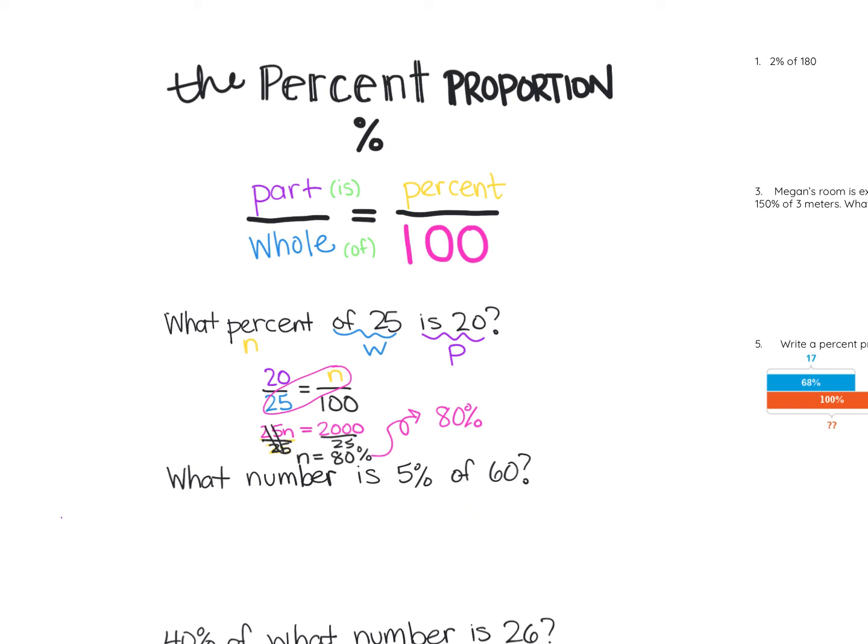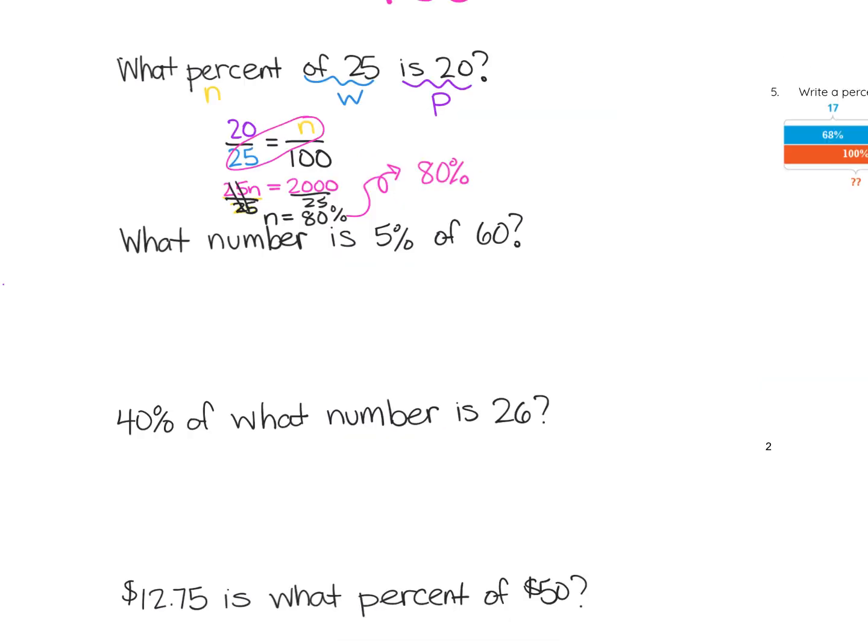So let's try the next one. What number is 5% of 60? My percent in this case is right here, 5%. It's easy with the percent sign there. Then the question is 60 the part or the whole? This of is going to help me indicate that it's the whole, which means what number we're looking for is the part.